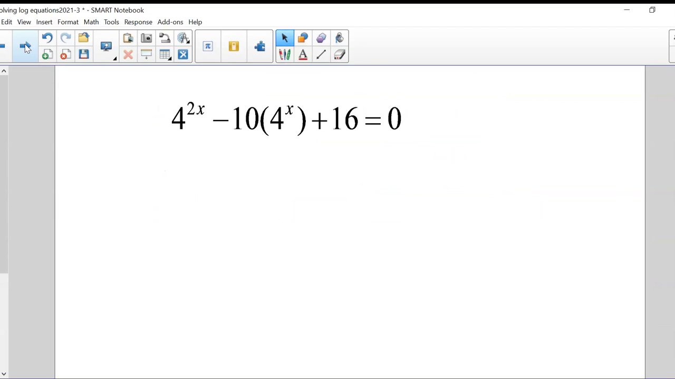Now look at this exponential equation: 4 to the power of 2x minus 10 times 4 to the power of x plus 16 equals 0. We have a question as complex as this one.